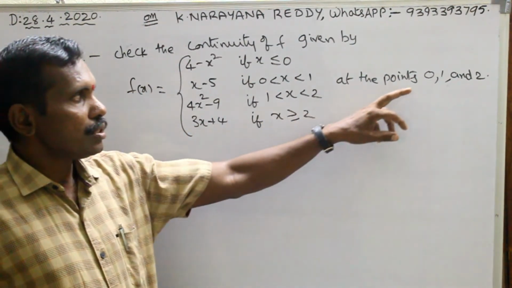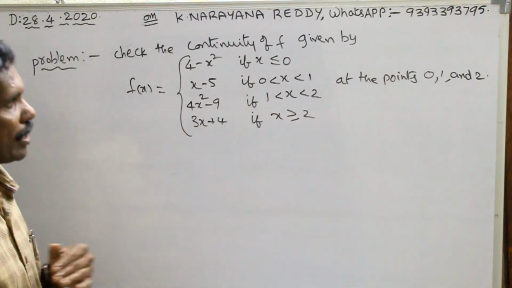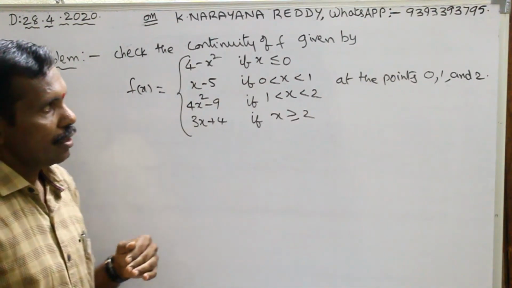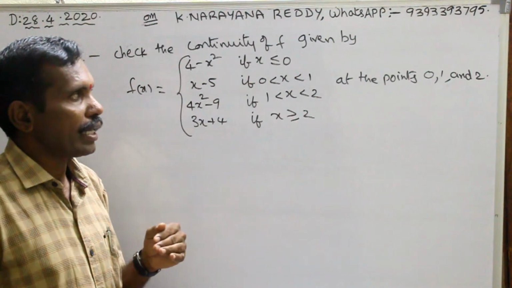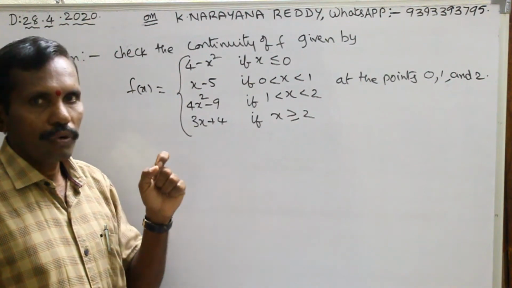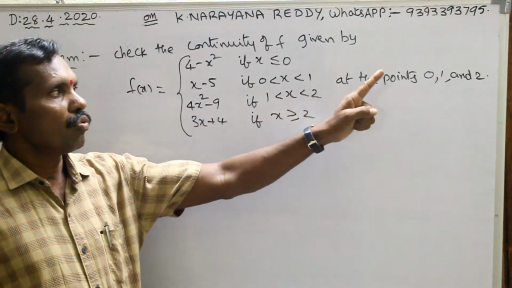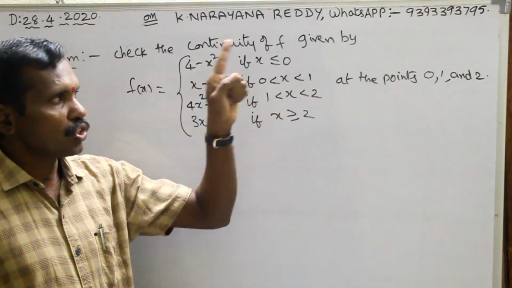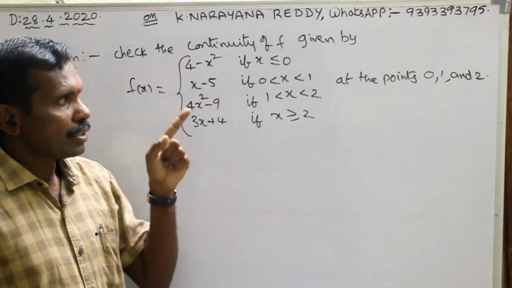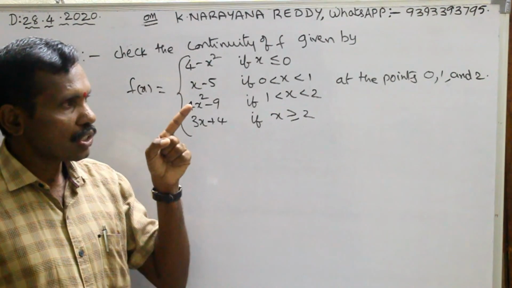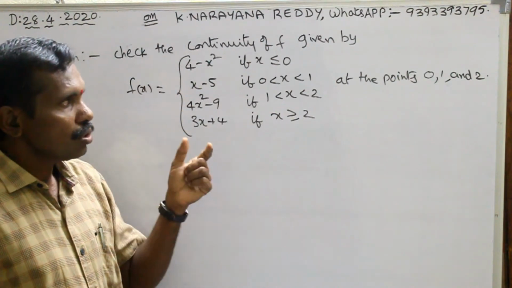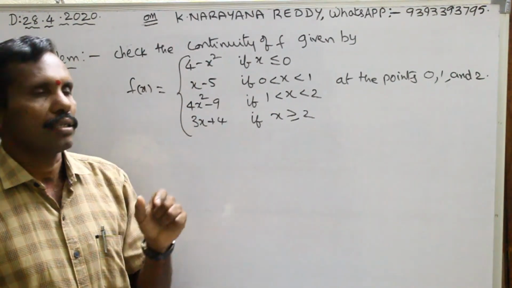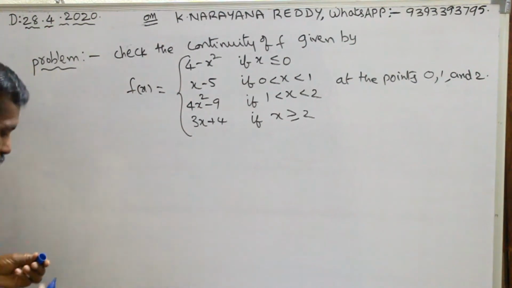At the points 0, 1 and 2, we want to check the continuity. Limit x tends to 0, limit x tends to 1 and limit x tends to 2. Those three values we want to check.